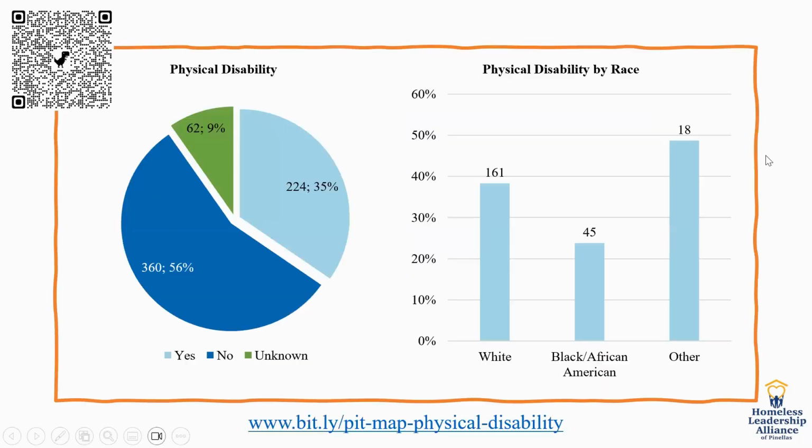Next slide. The physical disabilities, so 56% of people denied having a physical disability, but in the light blue, 35% of people reported having a physical disability. And once again, this bar chart to the right demonstrates that people who identify as a race other than white or African American proportionally reported higher rates of physical disability. Next slide.